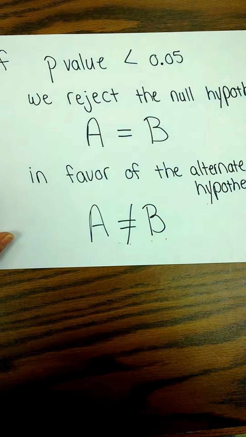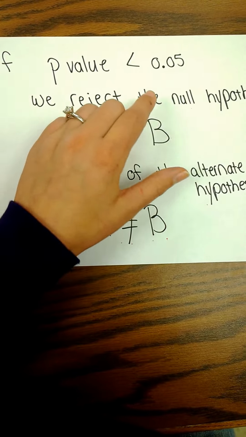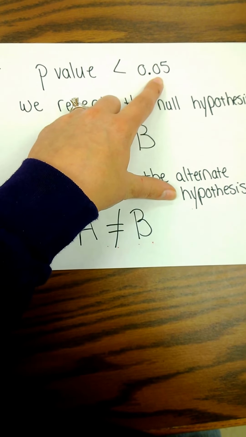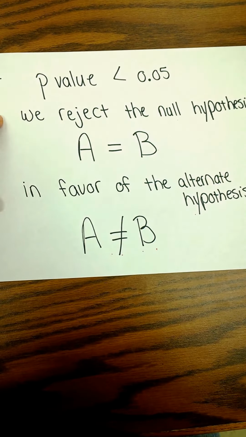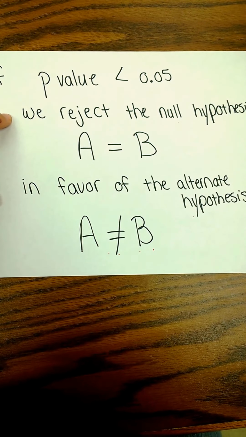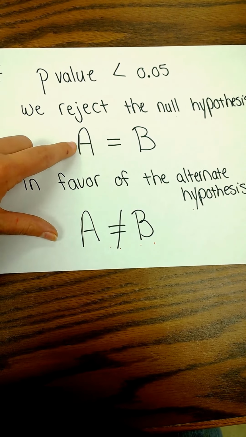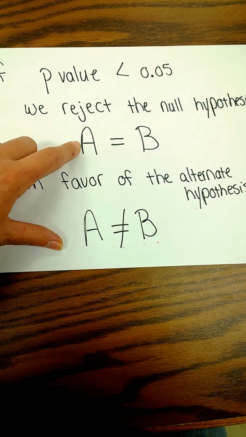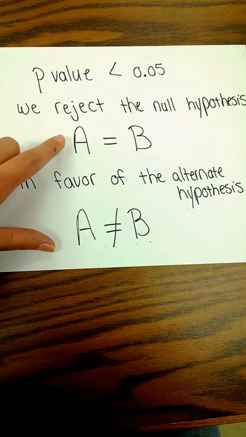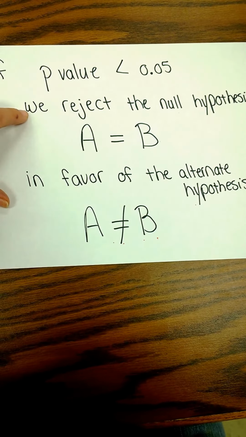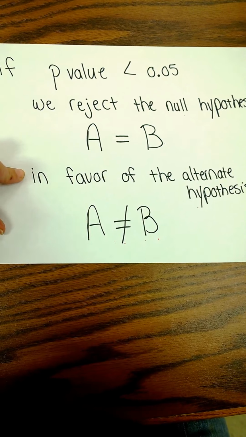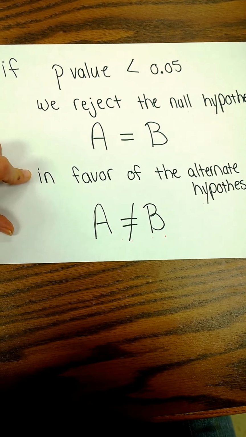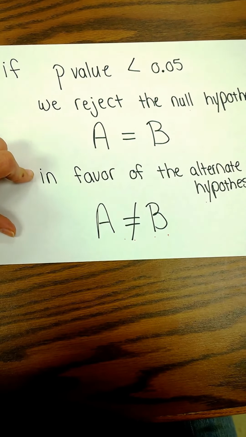If the p-value number that the software gives you is less than 0.05, then we reject the null hypothesis. And remember, our null hypothesis is A is equal to B. So we would reject the null hypothesis in favor of the alternate hypothesis that A is not equal to B.